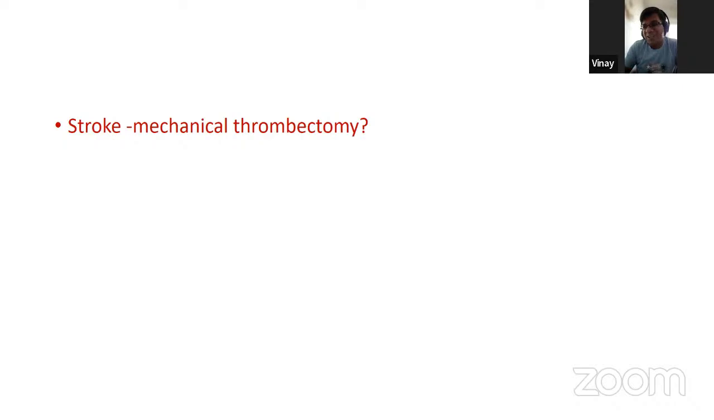Up to date, there are 3 to 4 randomized trials which have shown GA is as good as sedation. No studies have shown GA is better than sedation. But at the same time, I agree with you, they have shown the chance of reperfusion was slightly better in the GA group, because the patient's immobility is much better and the patient is easier to access.